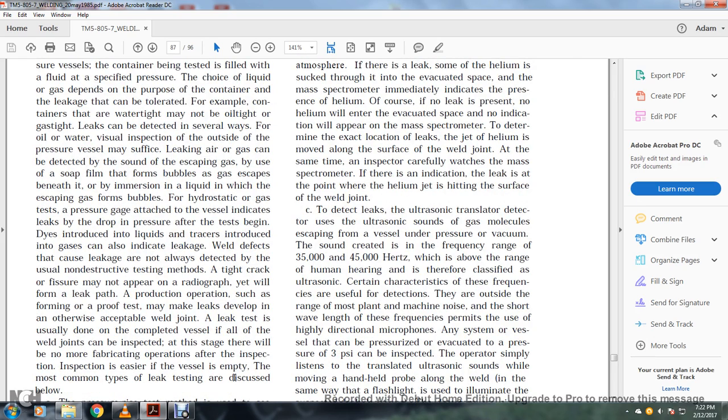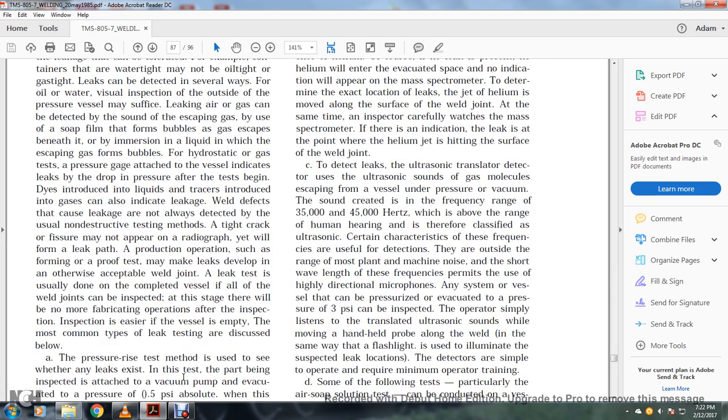If all the welded joints can be inspected at the same time at this stage, there will be no more fabrication operations after the inspection. Inspection is easier if the vessel is empty. The most common types of leakage testing are discussed below.